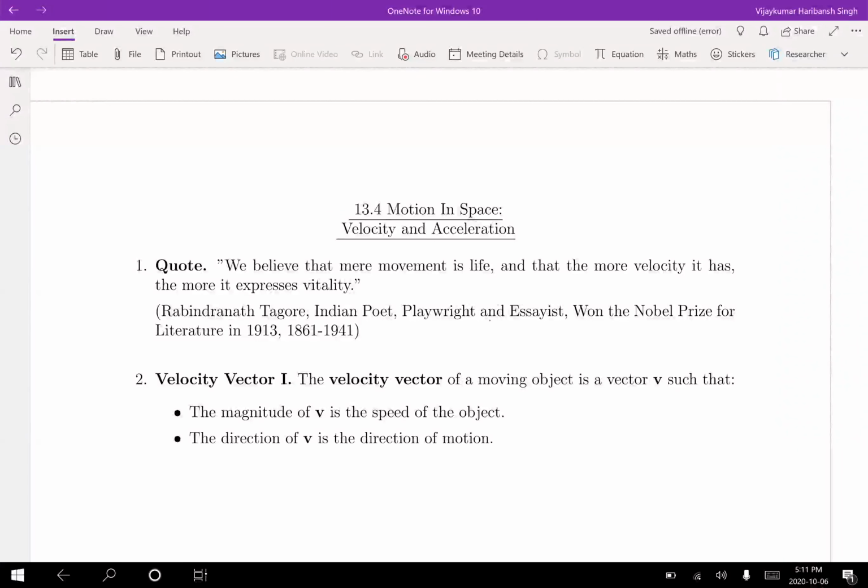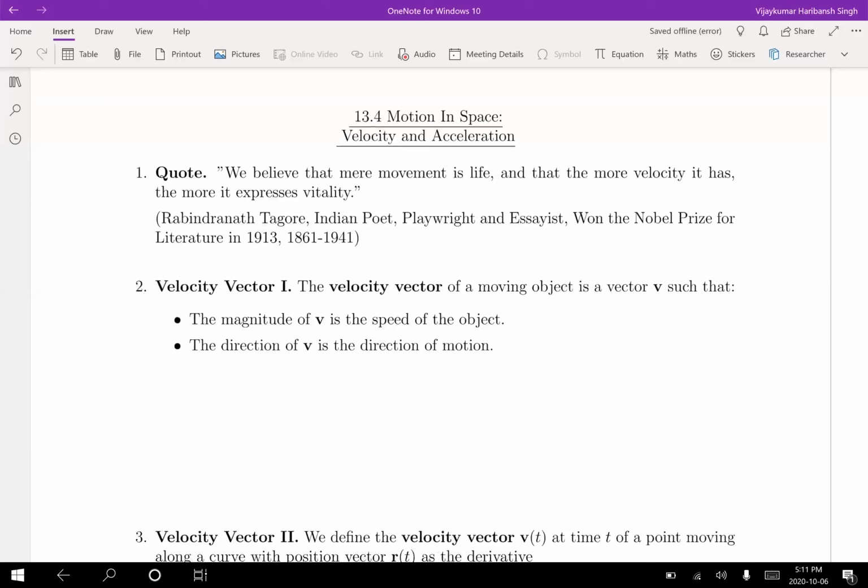Welcome students. We want to discuss the velocity and acceleration of motion in space. Note that the path in space is given by r of t. So the vector r of t decides the position of your object in space at time t.